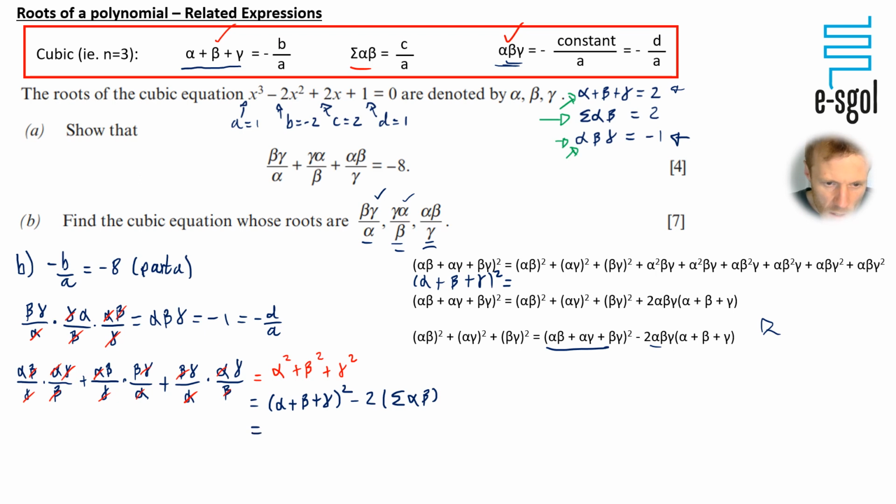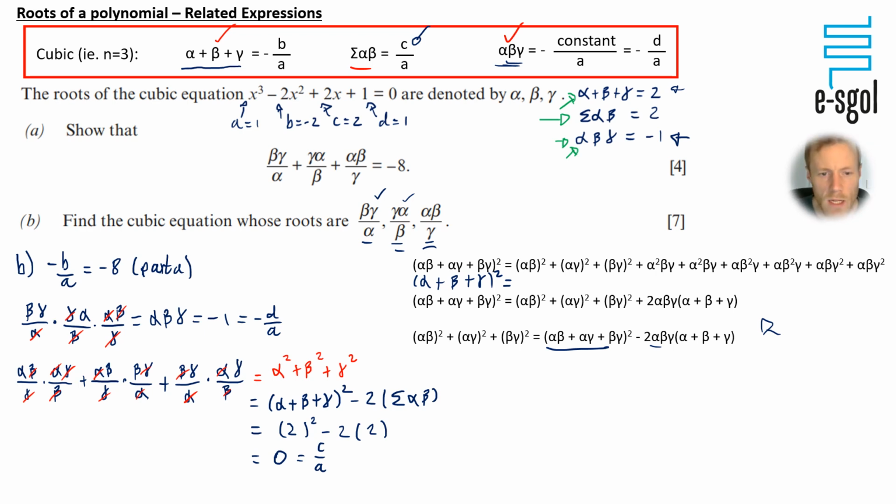So do we have numbers for this? Well, we have got the sum of alpha, beta and gamma, that's 2. So we've got 2 squared, take away 2 times the sum of alpha beta, which is 2, again from the top. This gives us 0. And that is this middle bit here. So that is what C over A is.